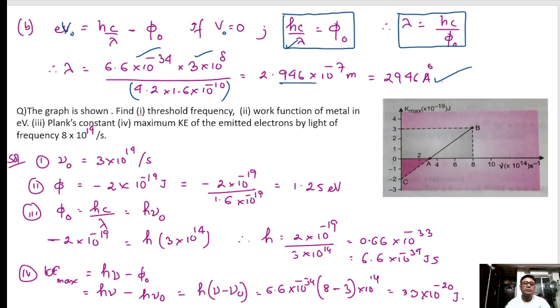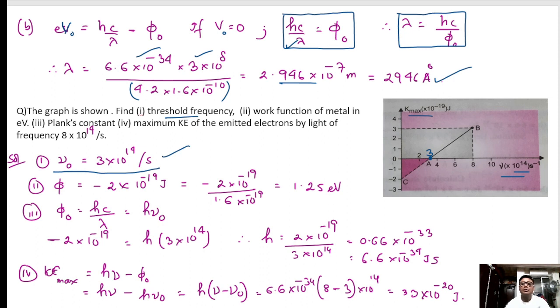Next, the graph shown. They have given us a graph in which this is the kinetic energy of the ejected electrons, and this is the frequency. So this is the threshold frequency, this value. The first question is to find the threshold frequency, and it is between 2 and 4. I think the threshold frequency is 3 into 10 to the power 14, because this value is 3, and here we have to do into 10 to the power 14. So this is the threshold frequency.